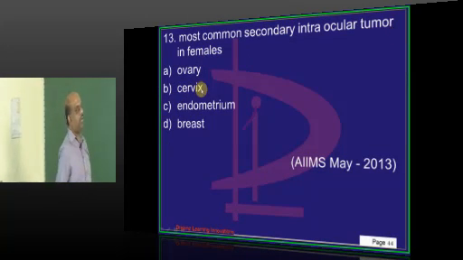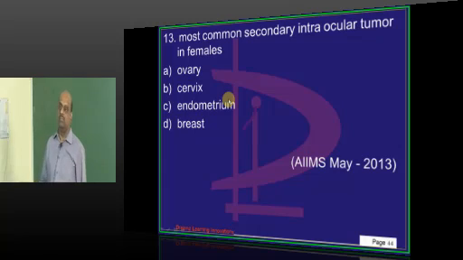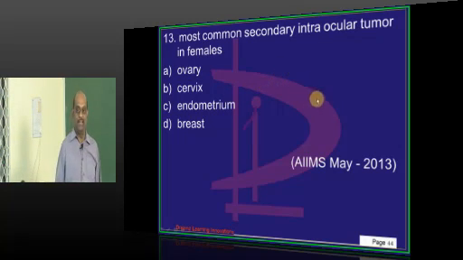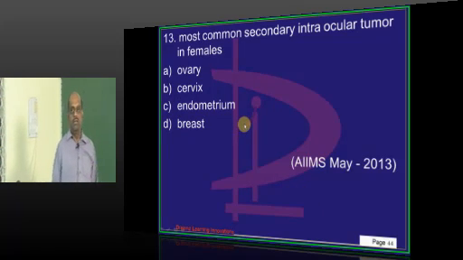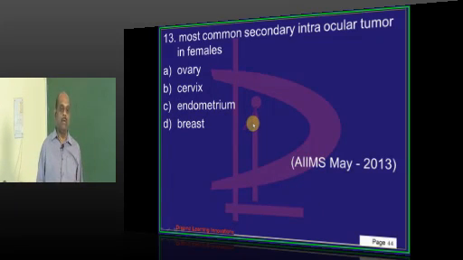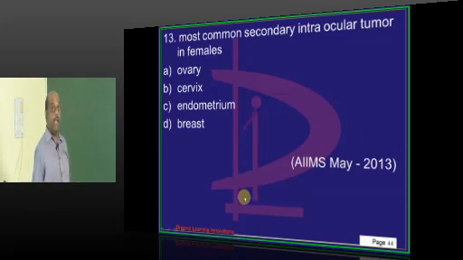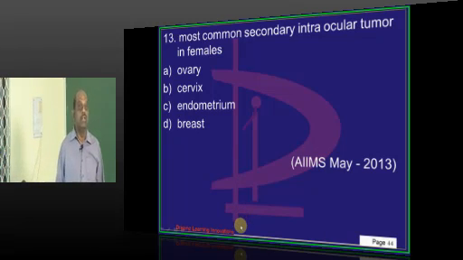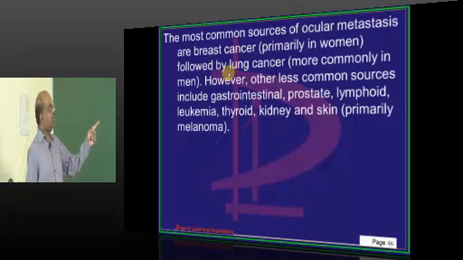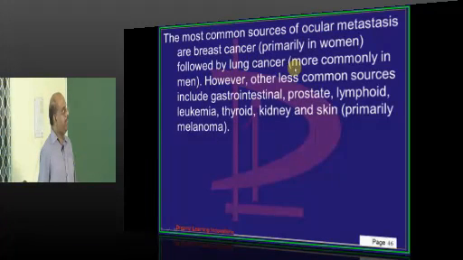Most common secondary intraocular tumor in females. Little difficult to guess. So orbital tumors, metastatic tumors to the orbit. We know neuroblastoma, etc. Nobody thought what will come in the female orbit. We know rhabdomyosarcoma, etc. This one's a pure guess. Question number 13. Everyone is saying endometrium. You like to say? D. That's right. Breast. Most common ocular metastases are breast cancer in women, followed by lung, more commonly in men.